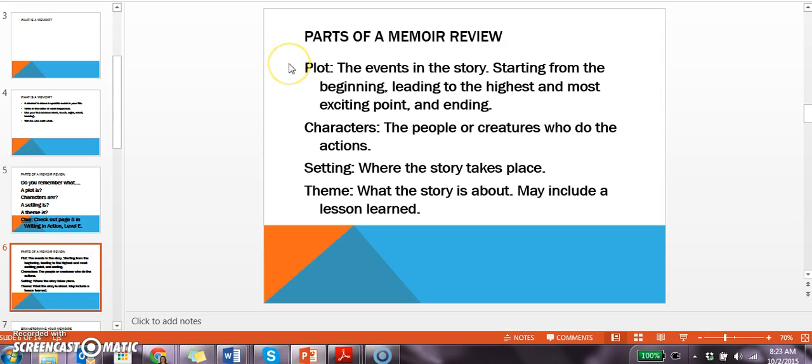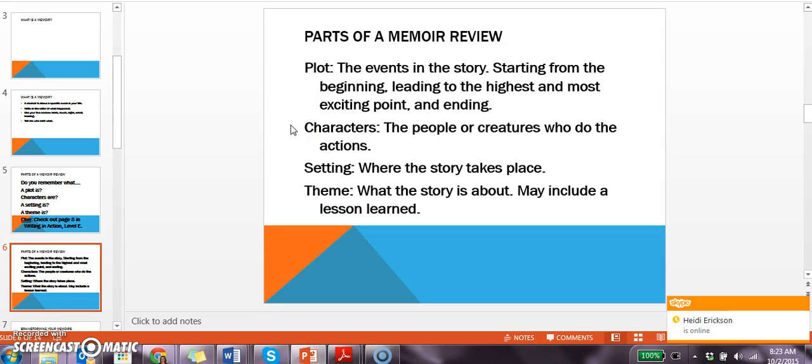Okay, looking at the definitions of these terms, the plot is the events in the story, starting from the beginning, leading up to the most high or most exciting point, which is called the climax, and then having a brief ending to kind of wrap everything up. You want to include a plot of some sort in your memoir.